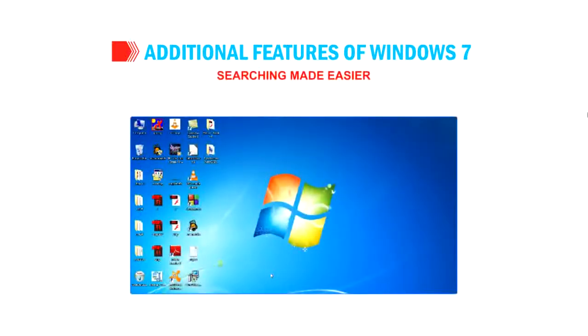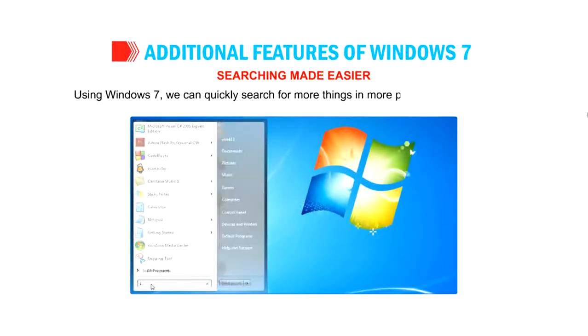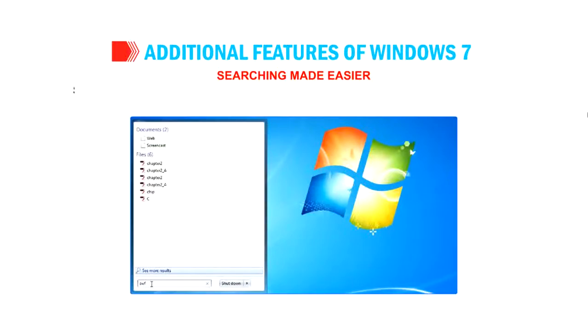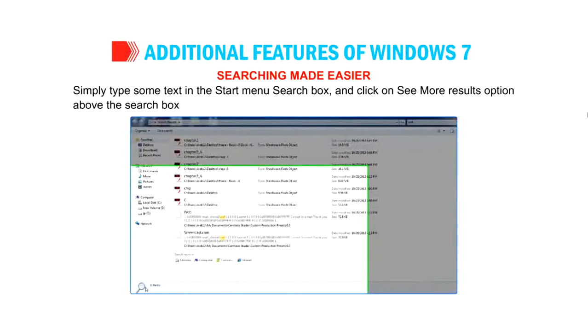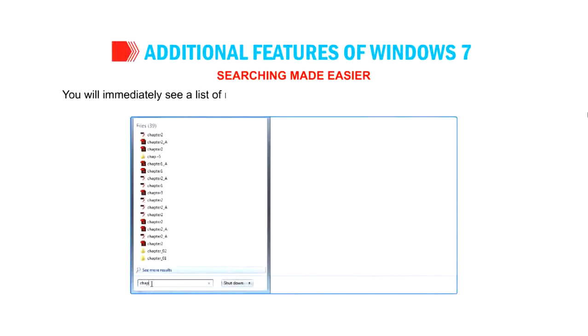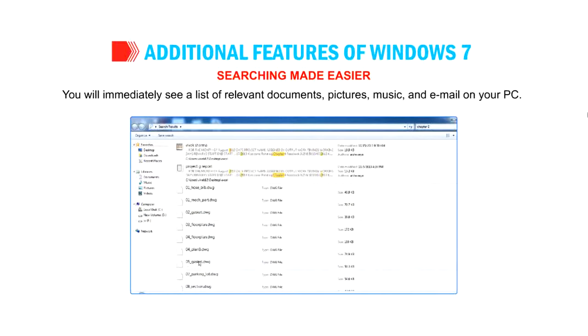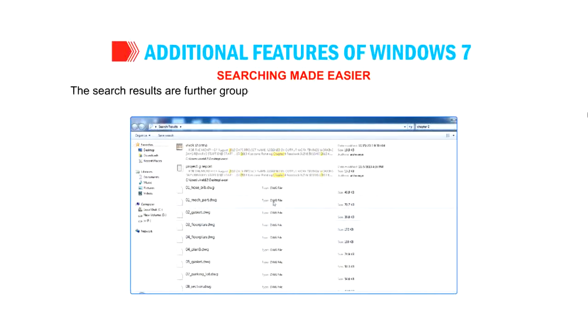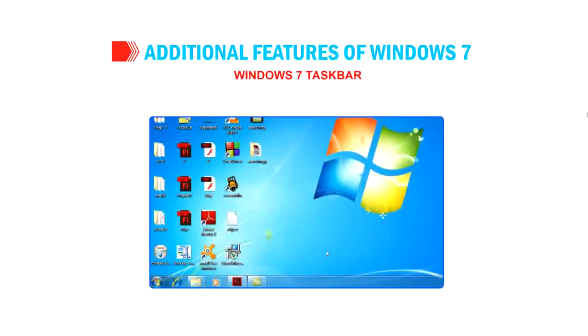Searching made easier. Using Windows 7, we can quickly search for more things in more places in our computer. Simply type some text in the Start menu search box and click on the See More Results option above the search box. You will immediately see a list of relevant documents, pictures, music and email on your PC. The search results are further grouped by category and even contain highlighted keywords and text snippets to make them easier to scan.